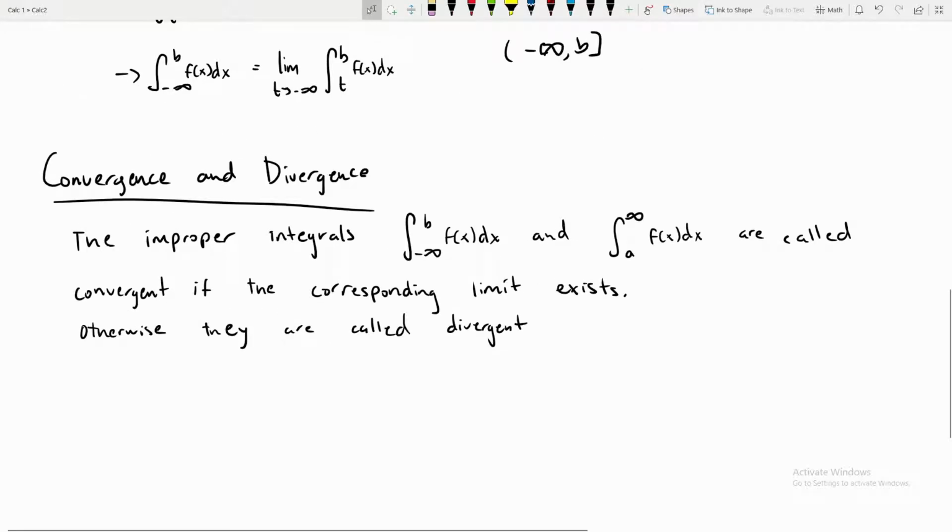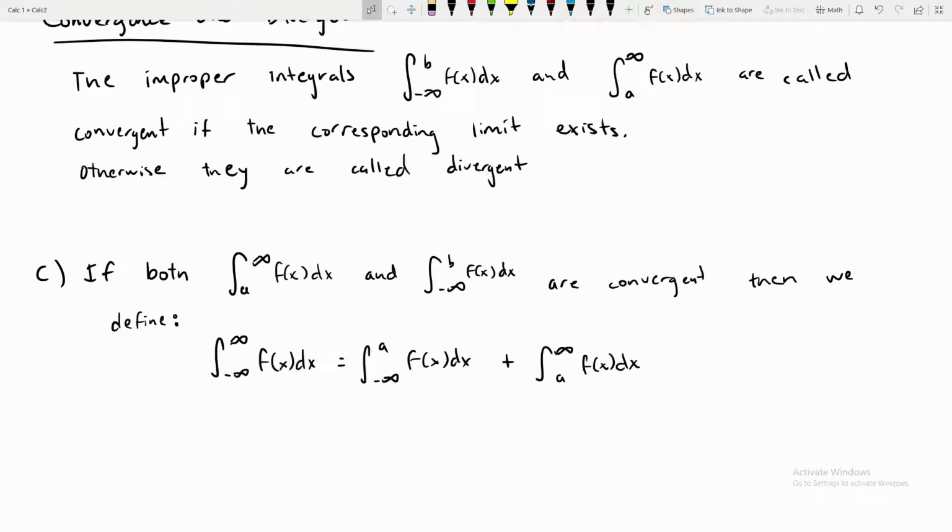So this brings us to convergence and divergence. I said we'd talk about it later, but essentially the improper integrals are called convergent if their corresponding limit exists, meaning if this limit right here exists, then that integral is considered convergent, and they're called divergent otherwise.